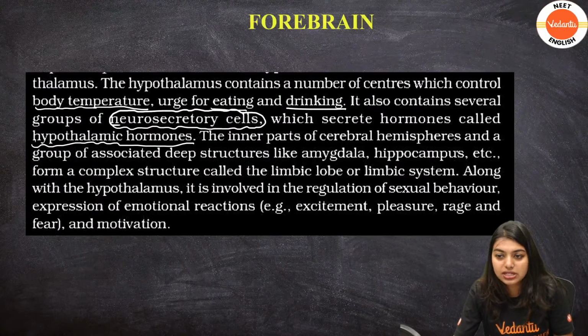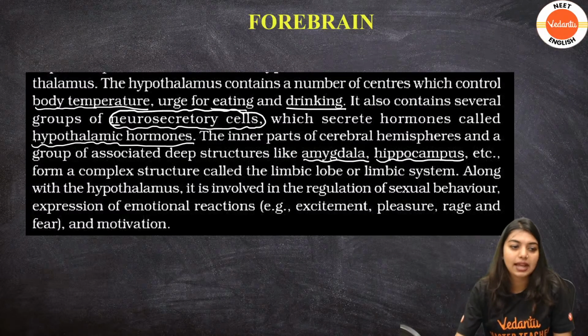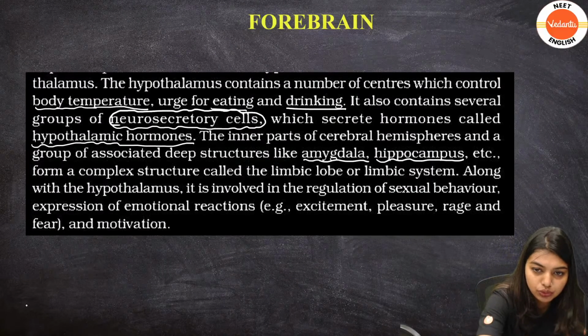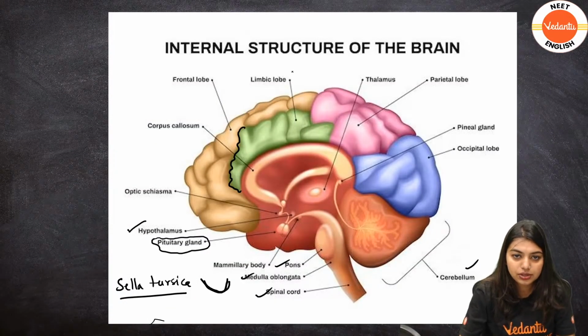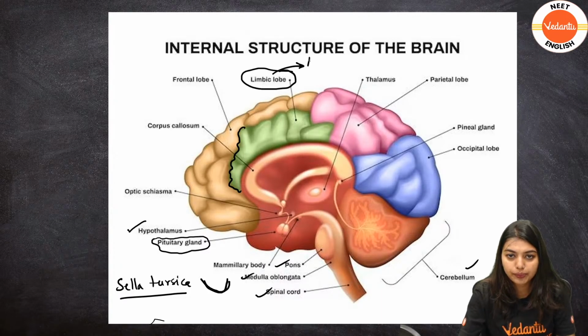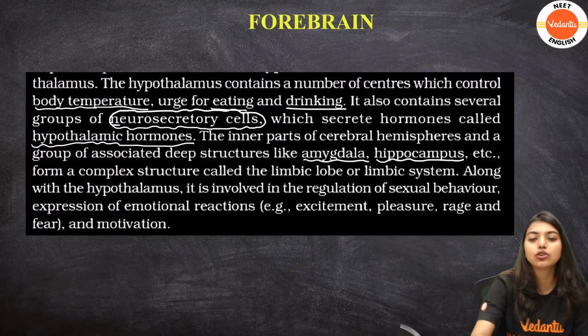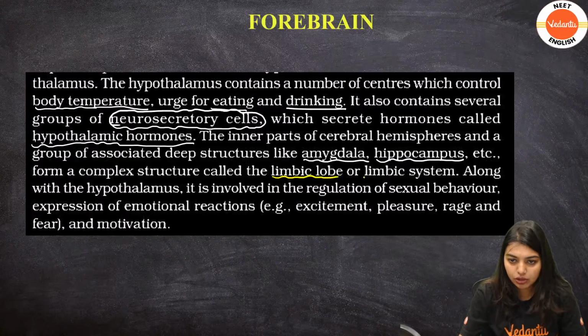Now the inner part of the cerebral hemisphere and a group of associated deep structures called the amygdala, hippocampus, etc. form a complex structure called the limbic lobe. Now I will show you. Can you see here the limbic lobe? This limbic lobe is made up of the amygdala and your hippocampus. These help with, students, when you feel like crying randomly, or you feel sad suddenly. All this is controlled by the limbic lobe, or it is called the limbic system.